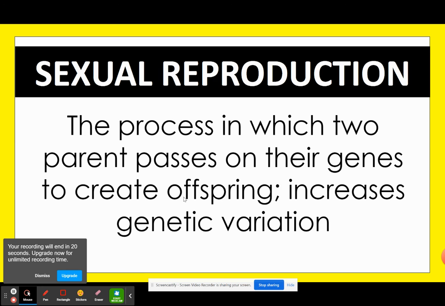And so there's always some variation because you're getting genes from mom and you're getting genes from dad. And so for our next video, we're going to talk about sexual reproduction and Punnett squares, right? Punnett squares are something new, so make sure that you're paying attention and watching that next video.